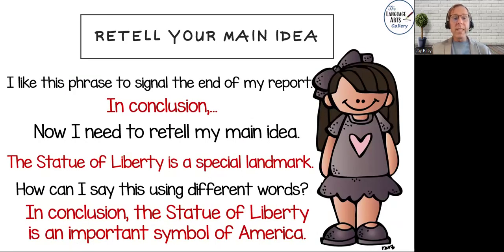Then we want to retell the main idea. And our main idea is that the Statue of Liberty is a special landmark. And how can I say this in different words? I'll say, well, in conclusion, the Statue of Liberty is an important symbol of America. Okay, I like that. I think that's very similar to the main idea, but we're saying it in a different way.